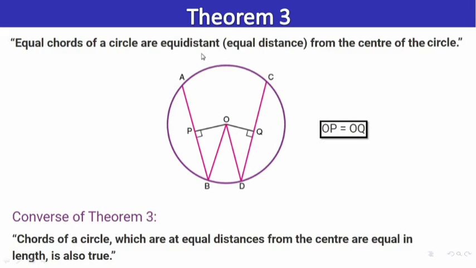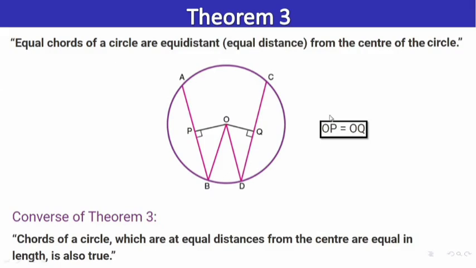Let's have one more theorem. Theorem number 3 says equal chords of a circle are equidistant from the center of the circle. So if there are two equal chords, let's say AB and CD, then AB and CD are going to be at an equal distance from the center.